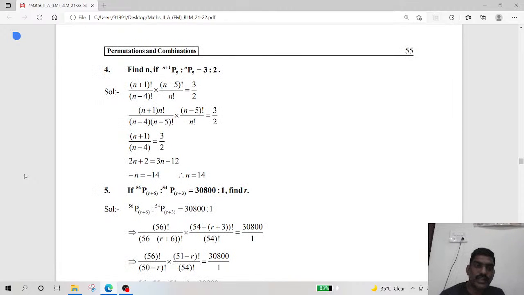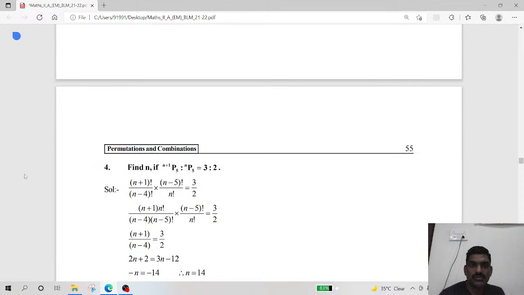Next, question number 4. Find n if (n+1)P5 to nP5 is 3 to 2. Same model question like above. Yes or no?